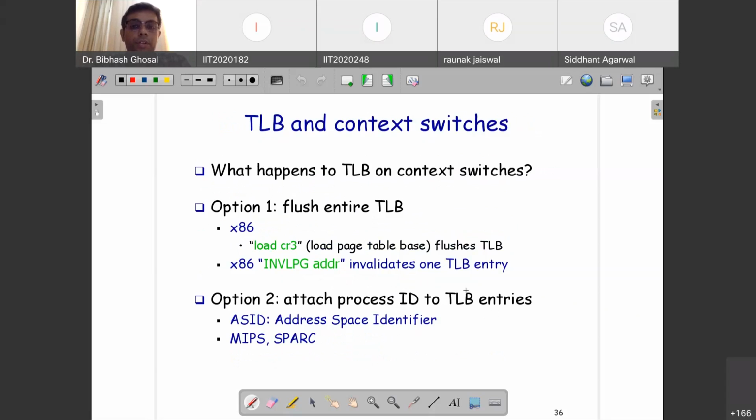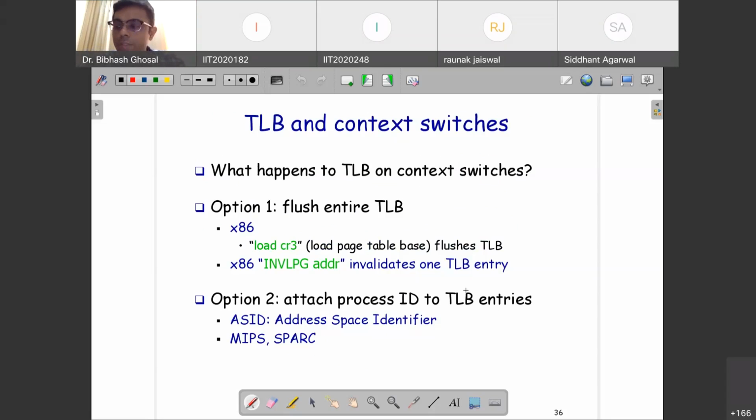Okay. What happens to TLB on context switches? Well, one is you flush the entire TLB. Context switch means you move from one program to the other. So when you are moving from one program to the other, the TLB, which was maintained and contains entries of the page table of process 1, now has to be overwritten by the page table of the second process.